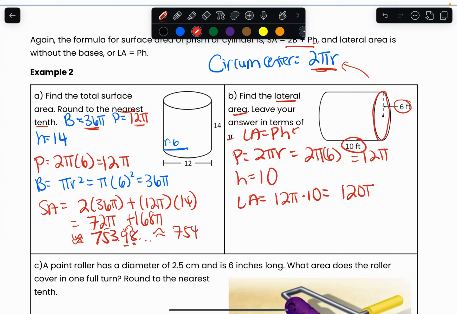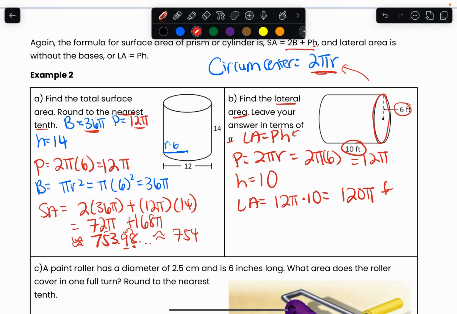And I'll just leave my answers as this because it says leave in terms of pi, and this will be feet squared. And by the way, for the previous question, I did not put the units here. It's going to be units squared because there's no feet or inches given to you. You're just going to put units squared for the previous one. For this one, on question B, you will put feet squared.